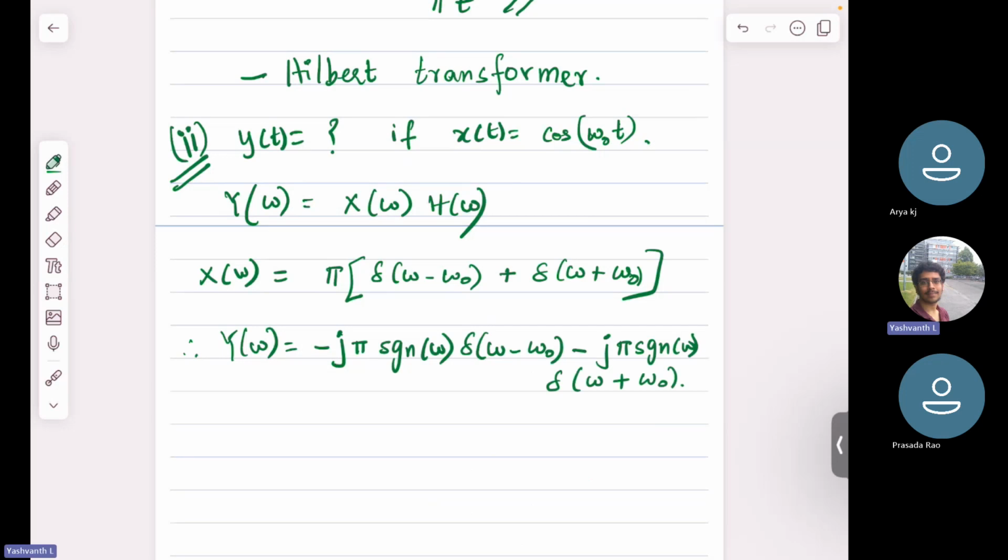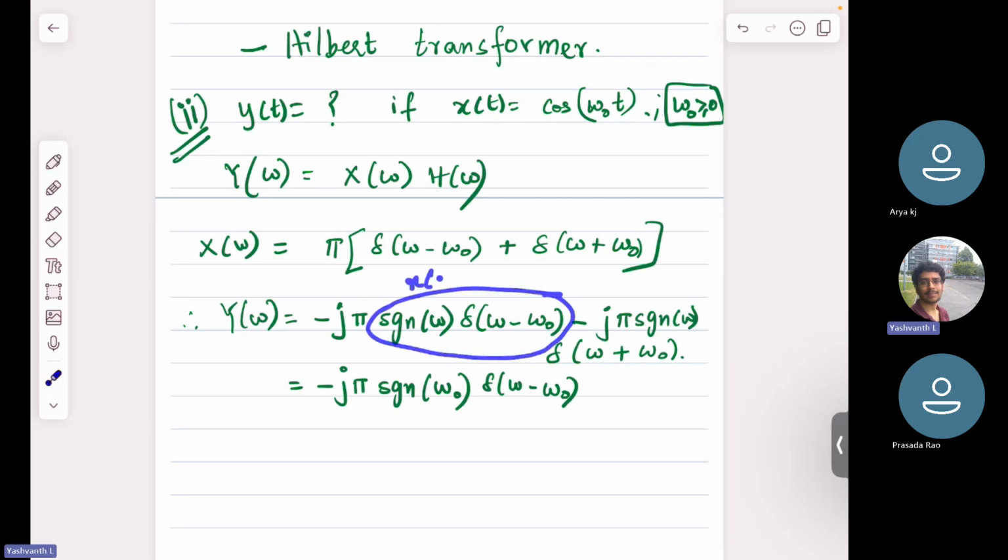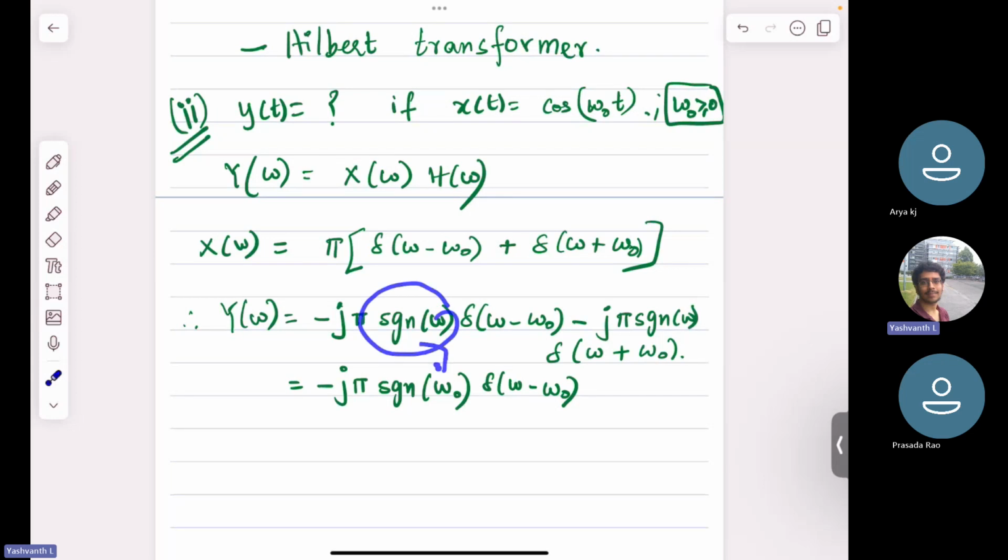Now, what is signum? Basically, omega naught is a positive number. Generally, the frequency when we write cos omega naught t is a positive number. So this is nothing but minus j pi signum of omega naught into delta of omega minus omega naught. Why? Because of the shifting property: x of omega into delta of omega minus omega naught is the same as x of omega naught into delta of omega minus omega naught. That is called the shifting property of a delta function. So your signum of omega becomes signum of omega naught.